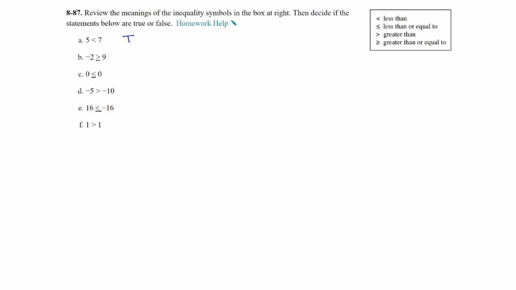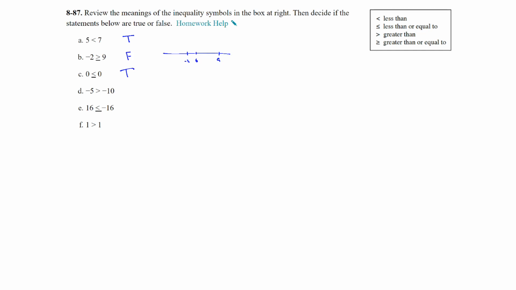Is negative 2 greater than or equal to 9? No, that is false. If you think of a number line, here's 0, here's negative 2, and here's 9. So negative 2 is less than 9. Is 0 less than or equal to 0? Yes, it is equal to.